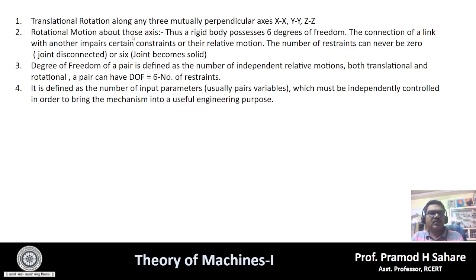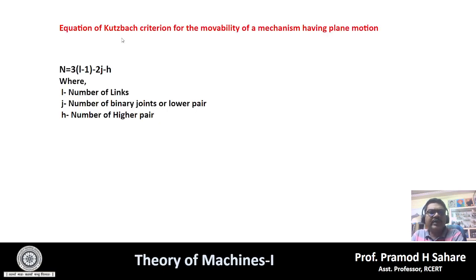Then we'll see the Kutzbach criterion. The equation for the Kutzbach criterion for the movability of a mechanism having plane motion is n equals 3 times (L minus 1) minus 2J minus H. Here L means number of links, J means number of binary joints or lower pairs, and H means number of higher pairs. Based on this, we will discuss some numericals.